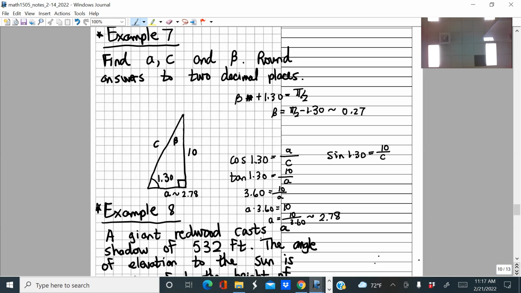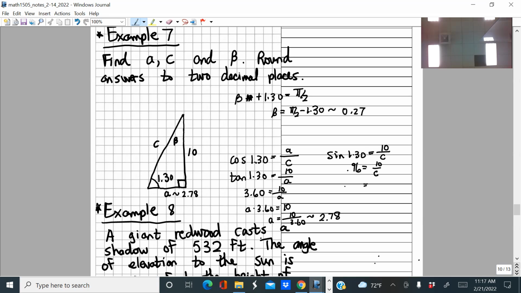Is that it? I get a different number. Am I doing something wrong? What now? Or just the sine of 1.3? Oh, I see. We got 0.96 approximately. So we have 0.96 is 10 divided by C.